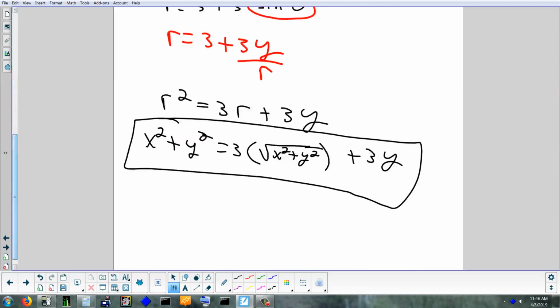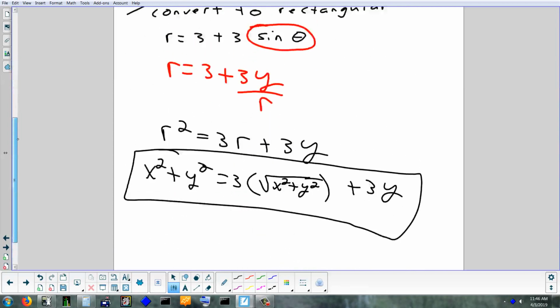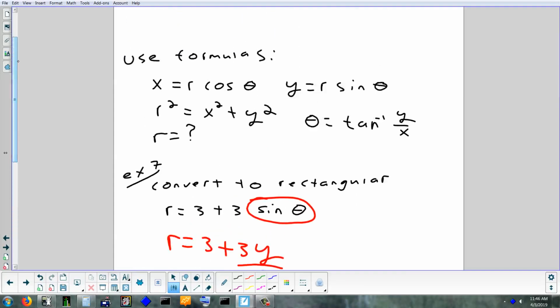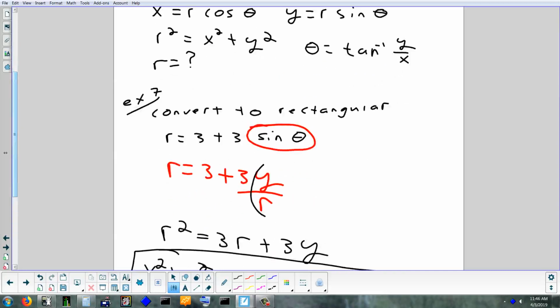Questions on how? Yep. How did you do the first part where you got r equals 3 plus 3y over r? So we just rearranged and got sine by itself there. But if you divide each side by r, okay, y over r equals sine. And that's what I put right here. Okay. So instead of sine times 3, y over r times 3.